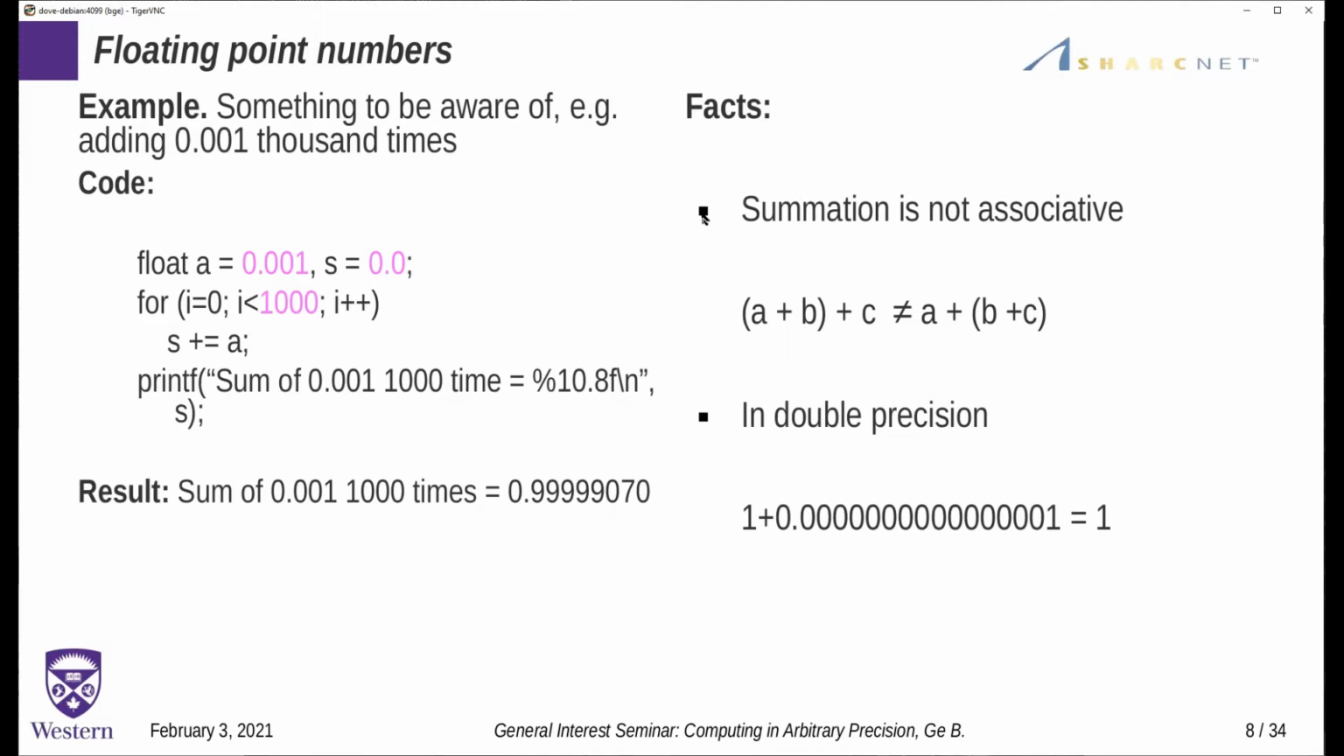An important fact to keep in mind is that summation on any computer with floating point arithmetic is not associative, which means if you have three numbers, for example, and you add A and B first, and then you add C, the result will not necessarily be the same as if you add B and C first, and then add to A. That's number one. And number two, even in double precision, if you add a small number, 0.0001, with about 15 or 16 zeros after the decimal point, the result is 1, just because of the limitation of the floating point number representation.